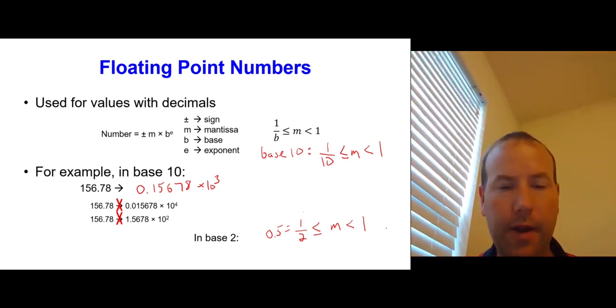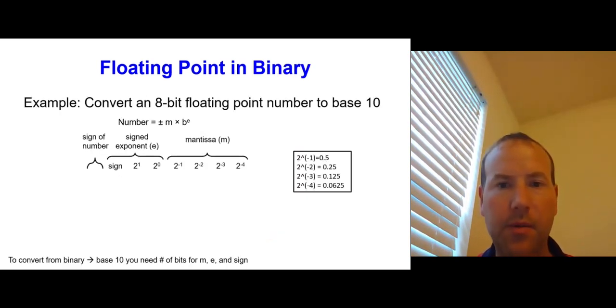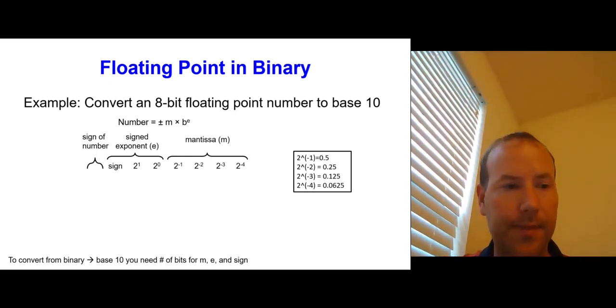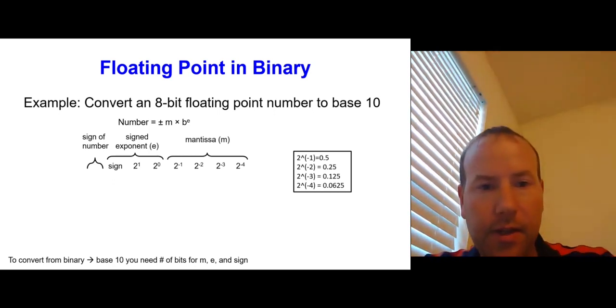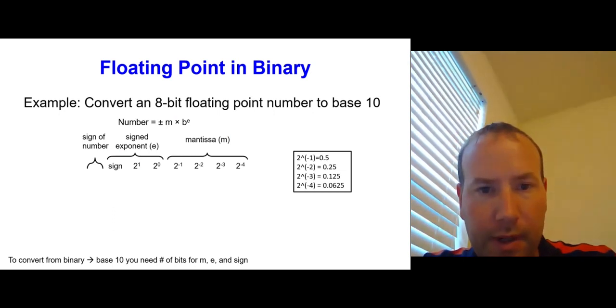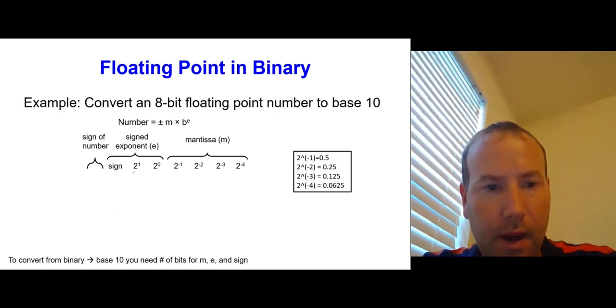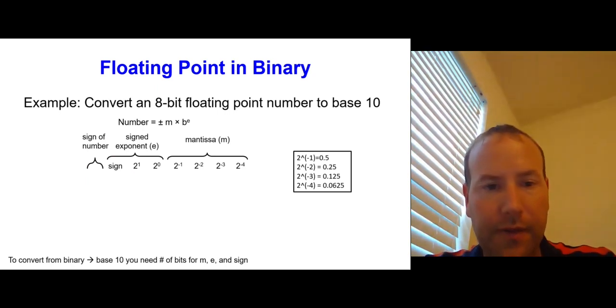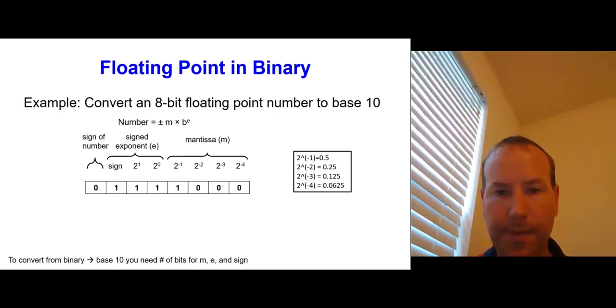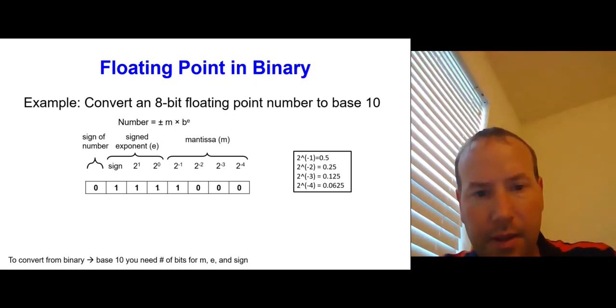Okay, so let's look now at how we can use this floating point system to represent numbers. So basically we're going to be trying to convert an 8-bit floating point number to base 10. So we have 3 different sections. We have the mantissa, which is right here, the signed exponent, which is right here, and the sign of the number. So we have 3 different sections, and this section right here has both the sign and the magnitude of the exponent. And so what we'll do here is, first, this is the binary number.